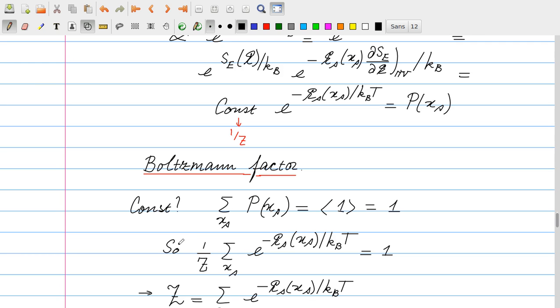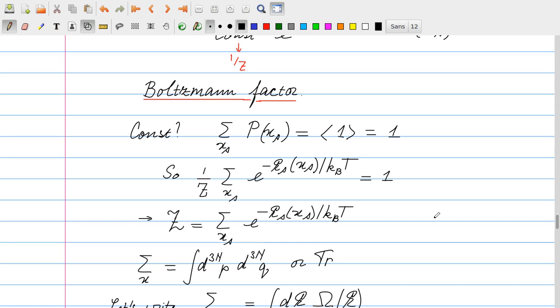And so if I put that in, I immediately find that the Z is a sum over the states of the system, e to the power minus E_S of x_S over k_B T. So it's a sum over all the exponentials. And this Z is called the partition function.